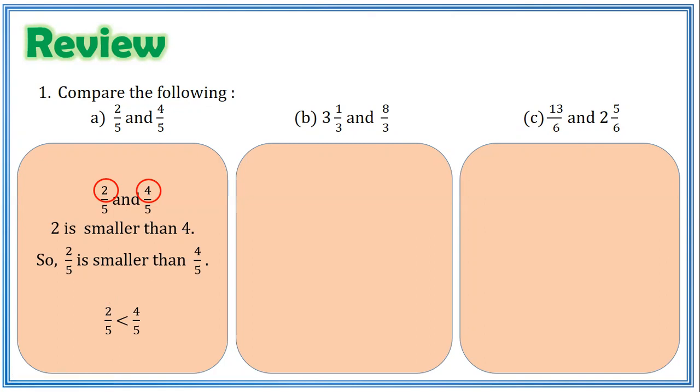Next, for letter B, 3 and 1 out of 3 and 8 out of 3. So let us compare the following numbers. Here, one number is a mixed number and the other one is an improper fraction. Now let us change the improper fraction into a mixed number. So 8 divided by 3 is equal to 2 and 2 out of 3.